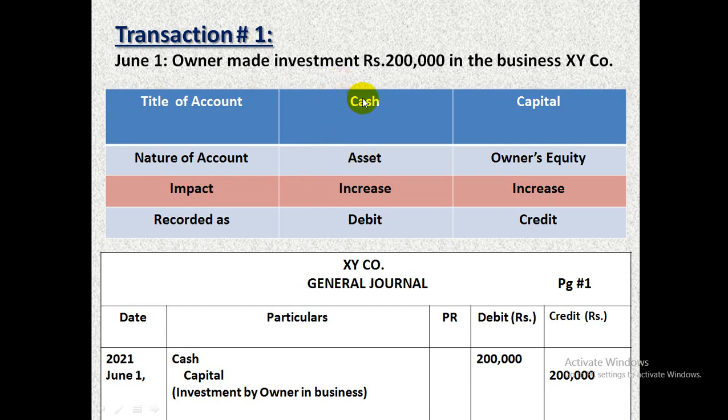Asset, which is cash in this transaction, is increasing in the business. Capital is brought by the owner, so the capital is also increasing. Let's see how to record this according to rules of debit and credit.